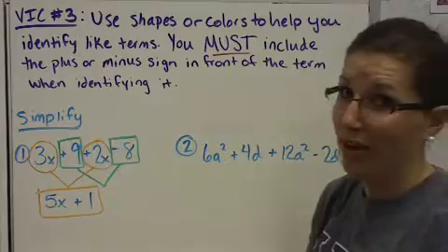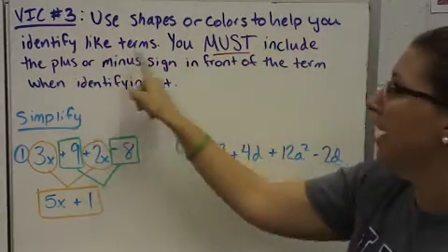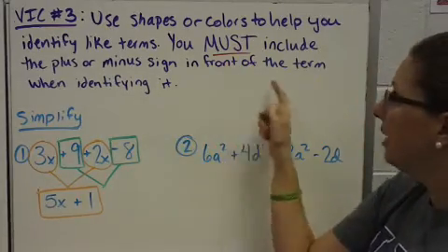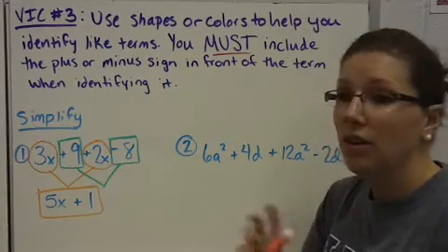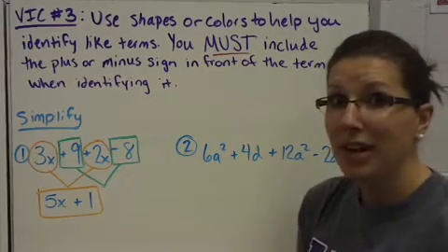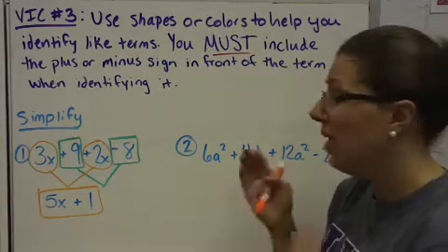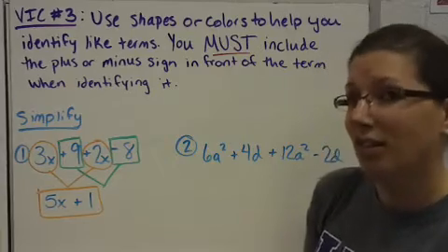VIC number 3. Use shapes or colors to help you identify like terms. You must include the plus or minus sign in front of the term when you identify it. This helps to signal if you're going to add 2 items or subtract 2 items. You have to circle it or box it. It's going to help you in the long run.